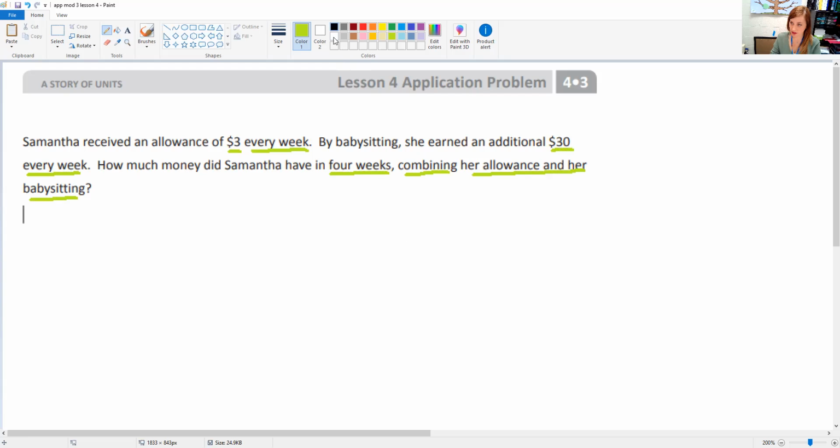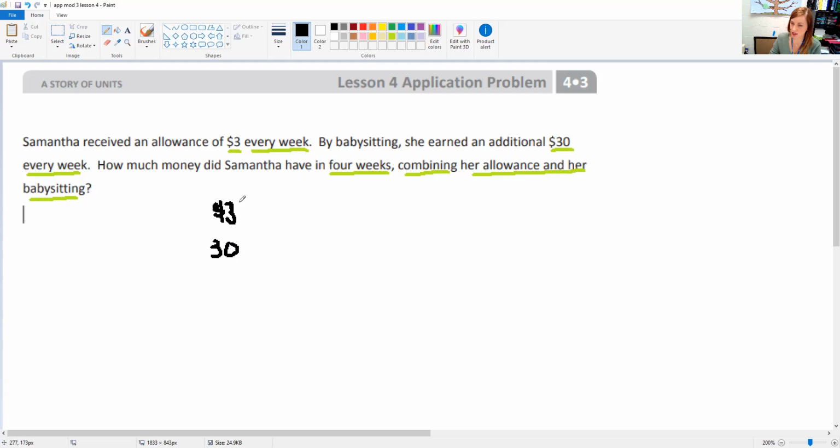So we'll start with what we know. Right now we know that she had an allowance of $3 every week, okay? And she also had $30 every week from babysitting. Okay, and we need to know in 4 weeks. So if this is how much money she had in 1 week from doing her chores or whatever she did to get her allowance, how could we figure out how much she had in 4 weeks?